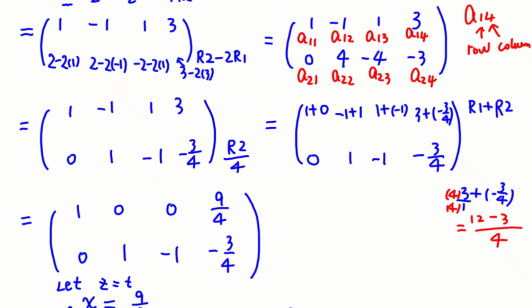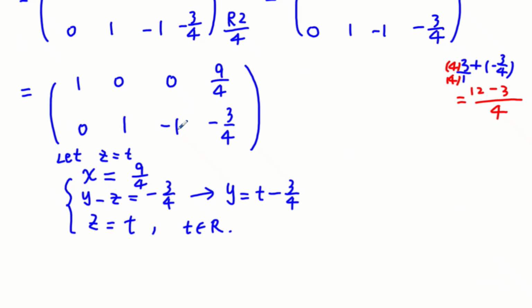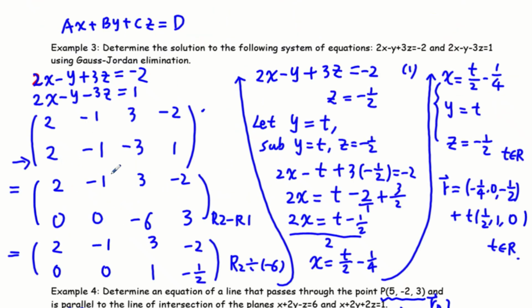Then if the z stays here, we let z equal t. Then we just write 1x, 0y, 0z equals this one. Then the second row is 0x plus 1y, then times this t, then equals that. Then simplify it. We have x, y, z. That is a parametric equation. So we just practice more.